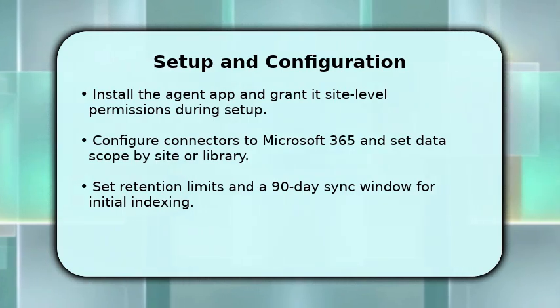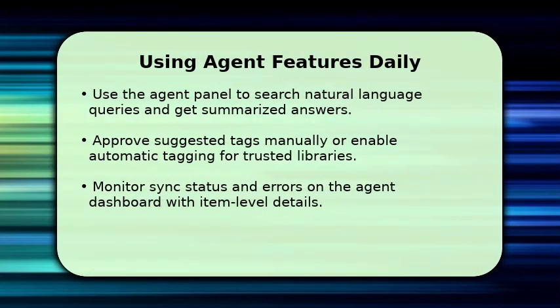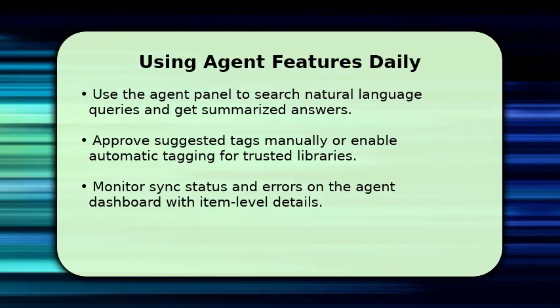Open the Agent panel in any SharePoint library to run natural language searches and get summarized answers. Type queries like "show list quarter reports" and review short summaries and file links. Approve suggested tags manually or enable automatic tagging for trusted libraries to save time.